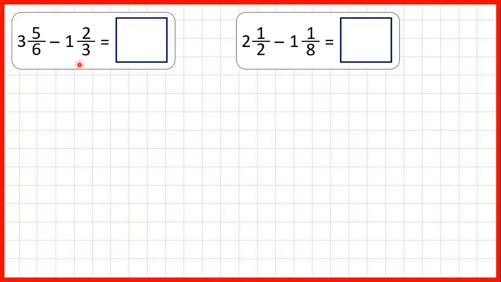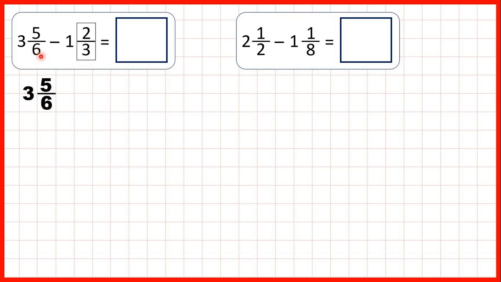Now here we're subtracting mixed numbers. So first we have 3 and 5/6 minus 1 and 2/3. But we know that to subtract fractions we need the denominators to be the same. So we need to find a fraction equivalent to 2/3 which has a denominator of 6.